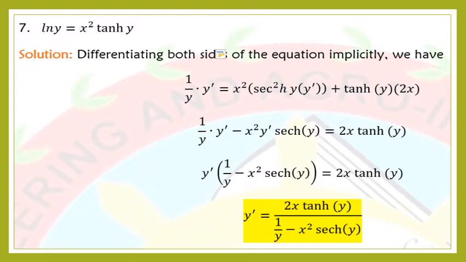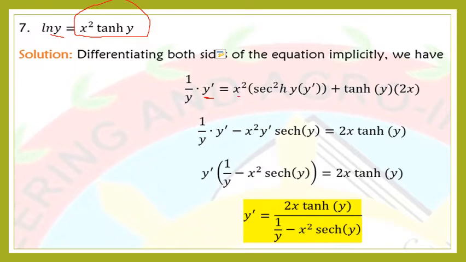Ibig sabihin, differentiate natin siya or derive natin both sides implicitly. So ln of y is equal to x squared tangent h of y. So, implicitly man. So, ang derivative ni ln of y is 1 over y times y prime since nag-derive tayo kay variable y man. So, that's why naging y prime. May y prime dito. Sa right side is apply natin dito yung product rule kasi x squared man ito at saka hyperbolic tangent function of y.